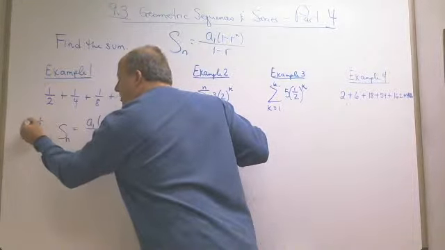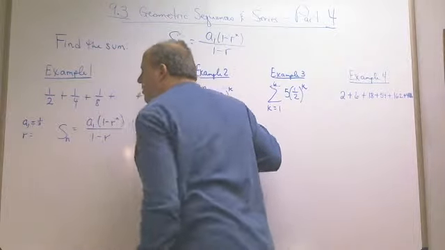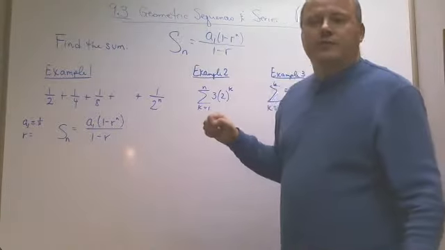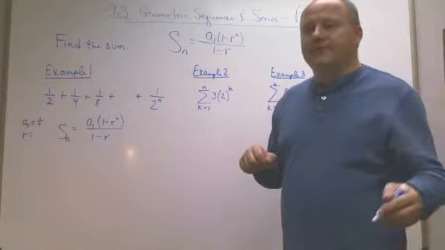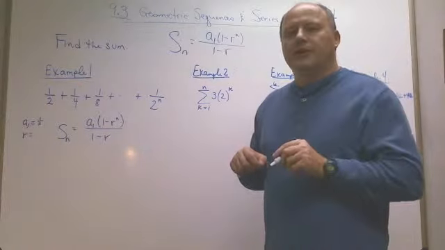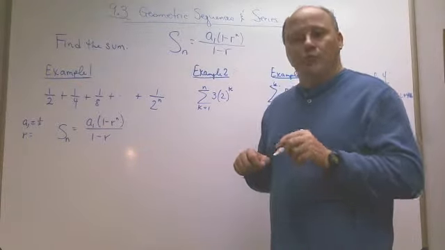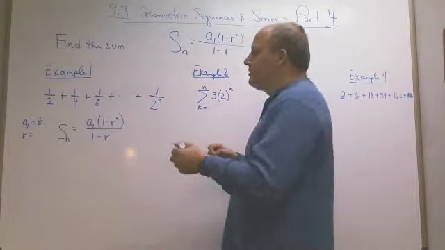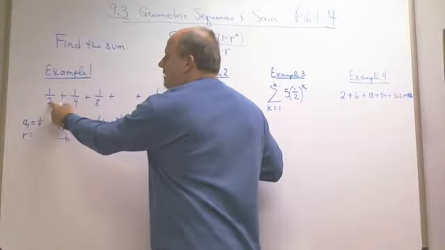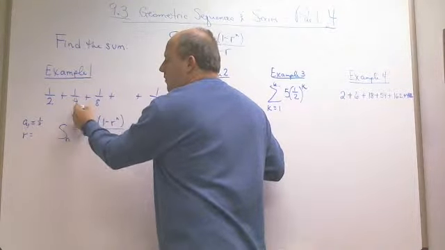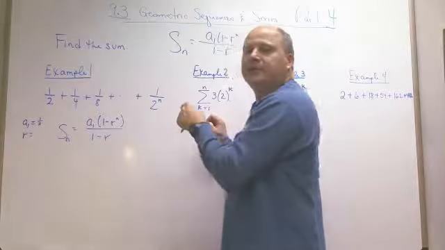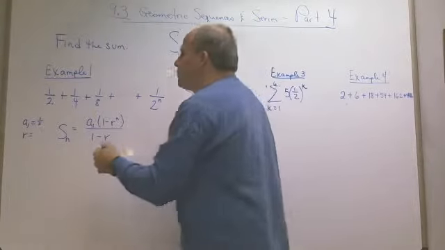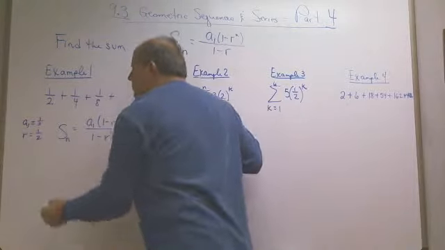The problem is, what is r? Well, the second term is 1/4, and the first term is 1/2. To get from the first term to the second term, you have to multiply 1/2 by 1/2 to get 1/4. 1/2 times 1/2 is 1/4, and 1/4 times 1/2 is 1/8. So it seems to be the ratio. So r is 1/2.